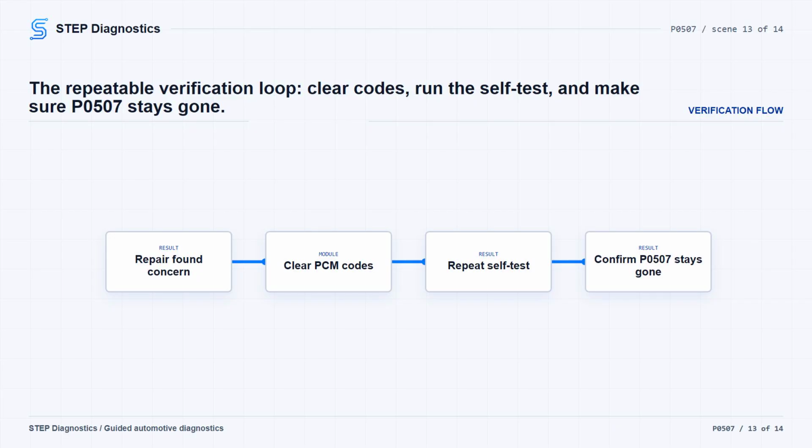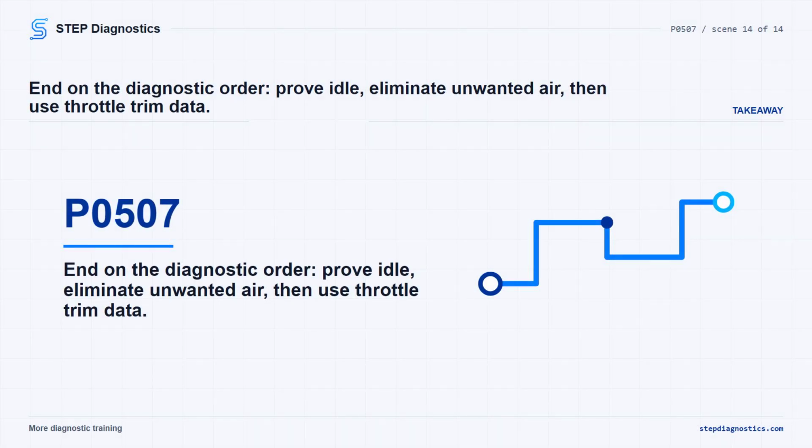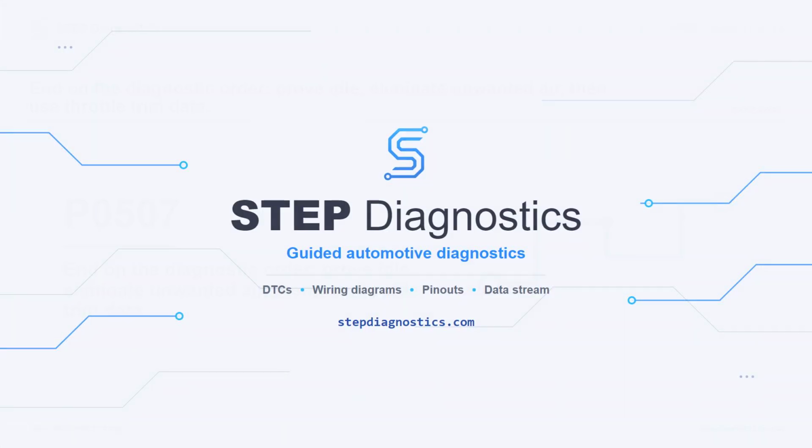stays gone. The takeaway is simple. P0507 is an idle speed command versus response problem, so prove the idle condition, eliminate unmetered air and intake or PCV problems first, then use the throttle trim check only after those basics are clean.